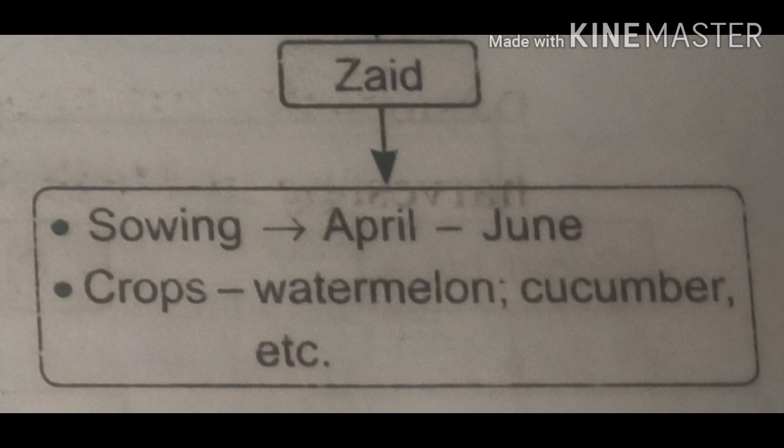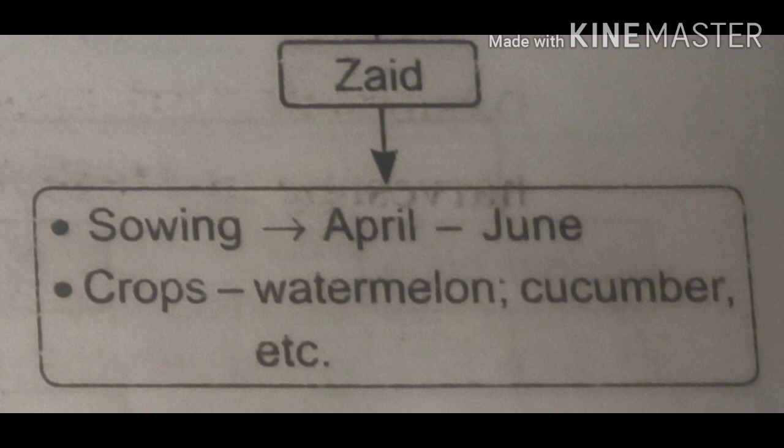Next is the Zaid season. It is a short season which comes between Rabi and Kharif season. The sowing months are April to June. The major crops are watermelon, muskmelon, cucumber, other vegetables, etc. And some other fodder crops are also grown in this season.